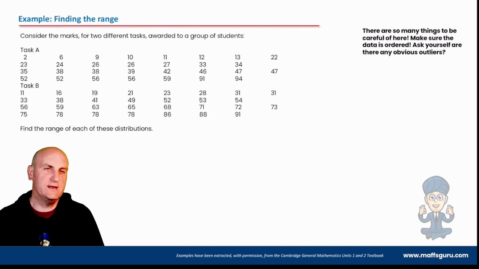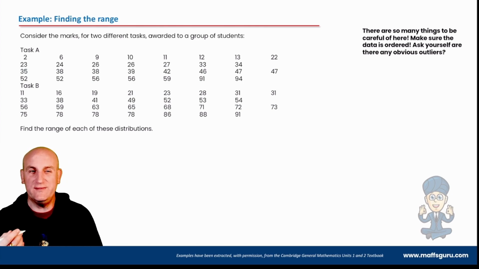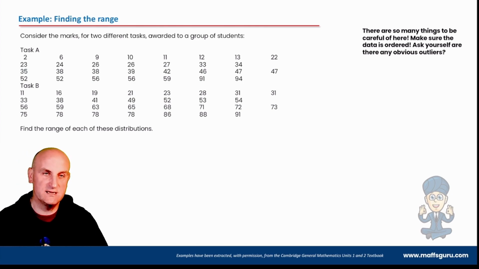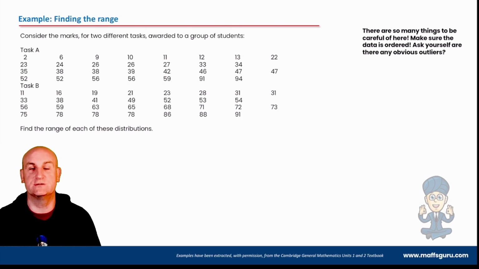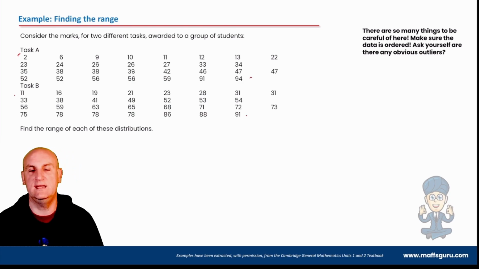So let's have a look at an example. Consider the marks for 2 different tasks awarded to a group of students, task A and task B. Now, the question is asking to find the range of each of these distributions, and the good thing about the data is it's in numerical order. So we've got the smallest number here, which is 2, the highest number, which is 94. Smallest number here is 11, highest number here is 91.